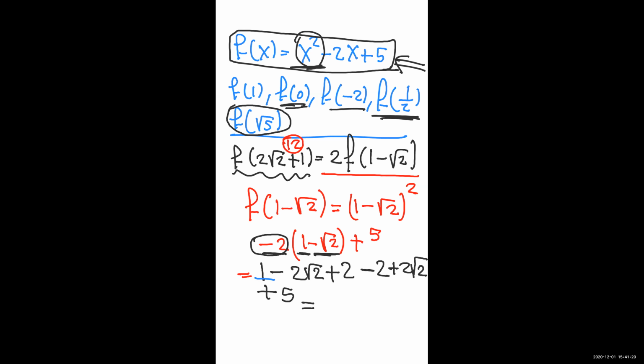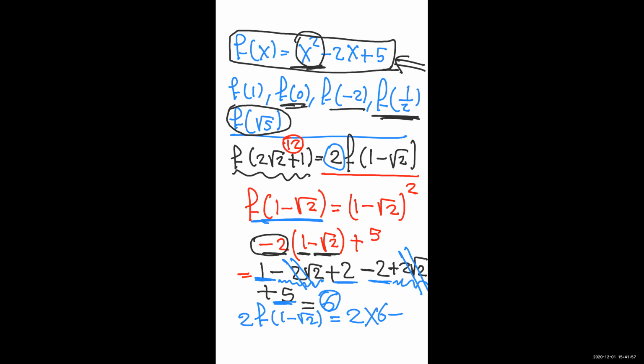Okay, now it will equal here 1 plus 2, so 3 minus 2. Okay, means 1 plus 5, so 6. And this one negative 2√2 and positive 2√2. Same term with different sign means 0. So now f of 1 minus the square root of 2 equals 6. I want to get 2f. Okay, so twice the value of this one. 2f of 1 minus the square root of 2 will equal 2 times the value of the function, which is 6. So it will equal 12.